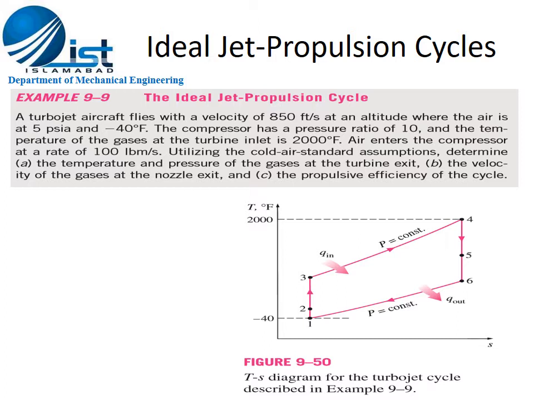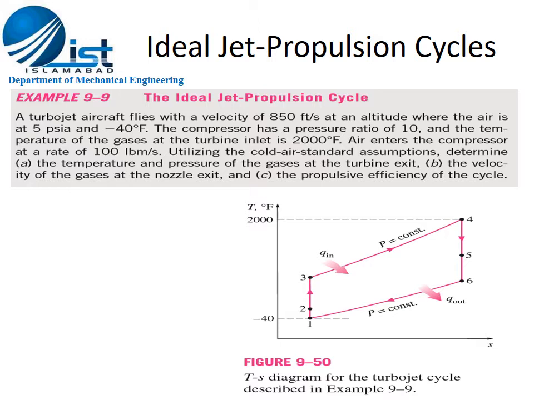From the T-S diagram, it is clear that an ideal jet propulsion cycle consists of 5 processes. 1 to 2 is the diffuser process, 2 to 3 is compression, 3 to 4 is constant pressure heat addition, 4 to 5 is isentropic expansion, and 5 to 6 is the nozzle process. So we will explain step by step.